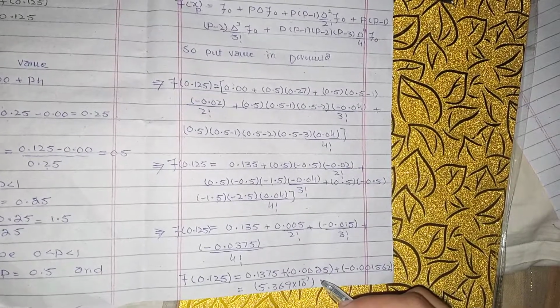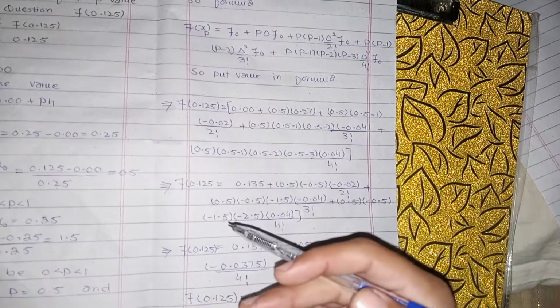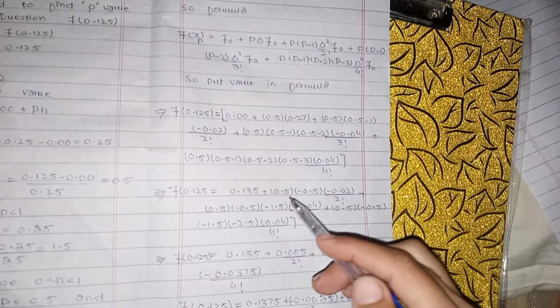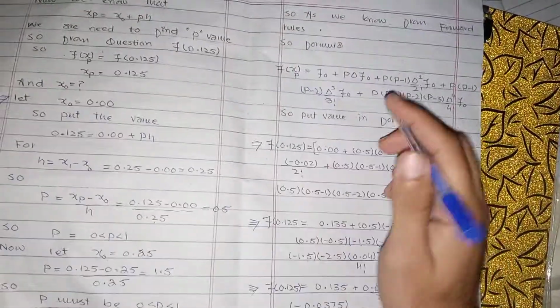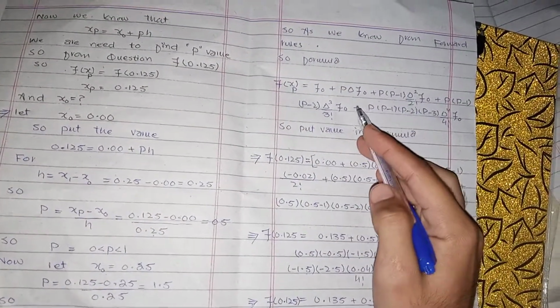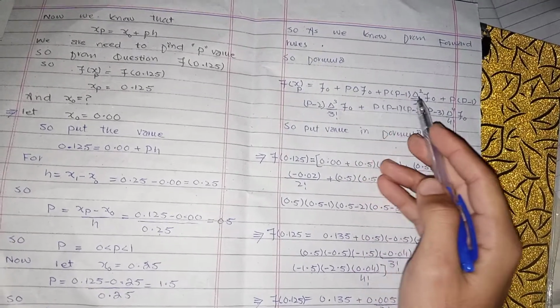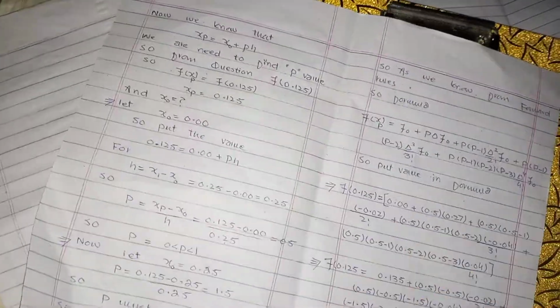If there were any problems, it would be my mistake. If you found any problem in the value calculation, it would be my calculation mistake. It is a very easy formula. You are just supposed to keep this formula in your mind: f naught plus p del f naught, and so on. I hope that you have learned what I taught you.